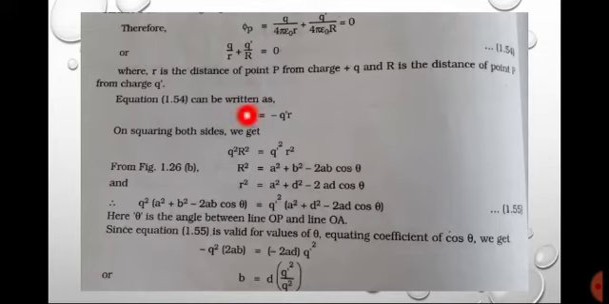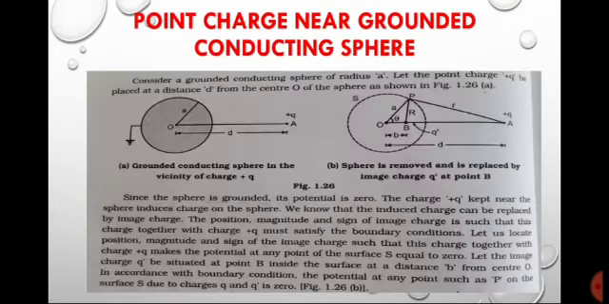This equation can be written as q capital R is equal to minus q dash small r. On squaring both sides, we have q square R square is equal to q dash square r square. So from the figure 1.26b, see this figure, this is one triangle and this is another triangle. What we have, let us see.